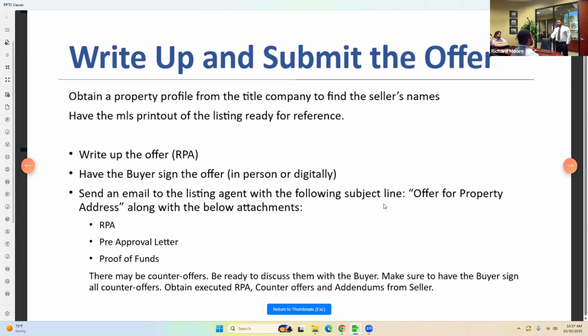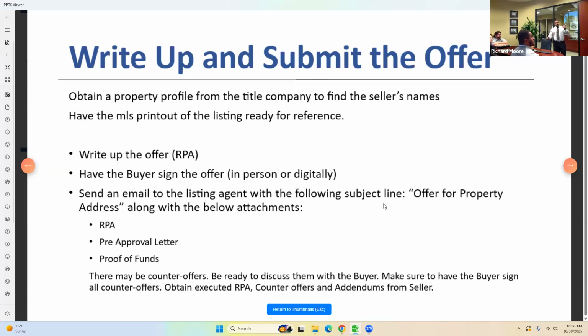You're either gonna send it to them digitally to sign, or you're gonna sit down with them and review it, see if they have any questions, and then have them sign it in person. But you already reviewed the contract with them, right? When you first talked to them. So now that they have a good understanding, they might have a question or two about it. And once you have the offer signed, you want to send it over via email to the listing agent.